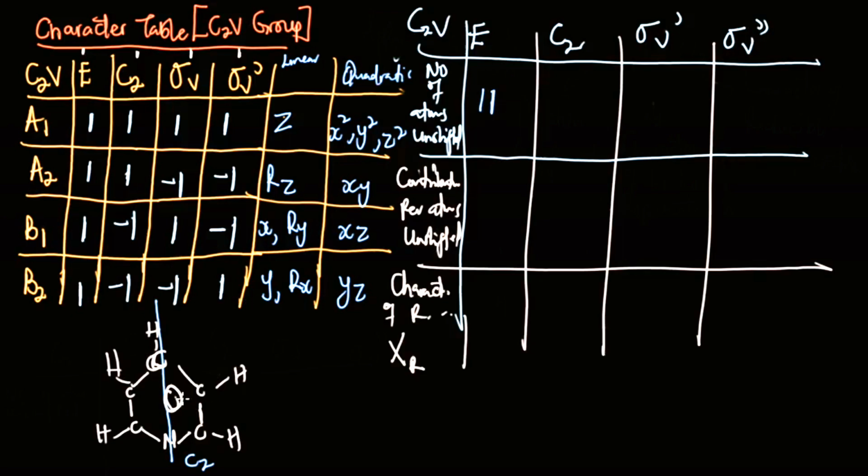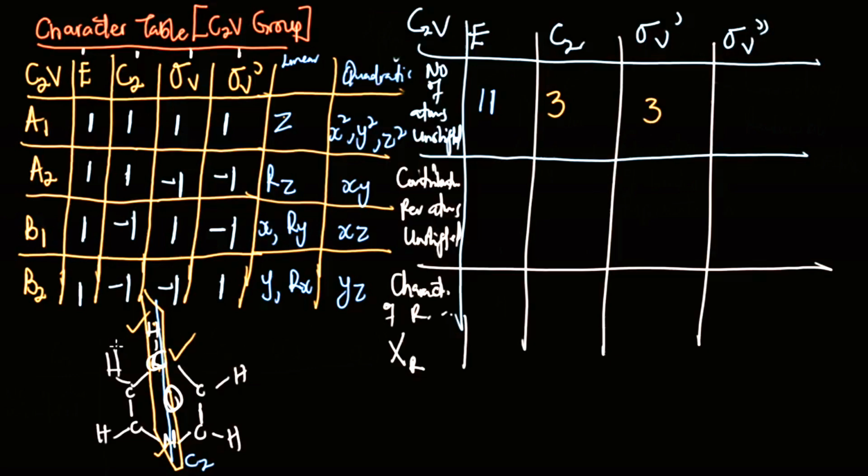So we have 11 atoms here. When we perform C2, the number of atoms unshifted are this, this, and this. That's 3. When we perform the first mirror plane, this mirror plane that cuts through here, it cuts through the hydrogen here, the carbon here, and the nitrogen here. So the number of atoms unshifted here is 3.